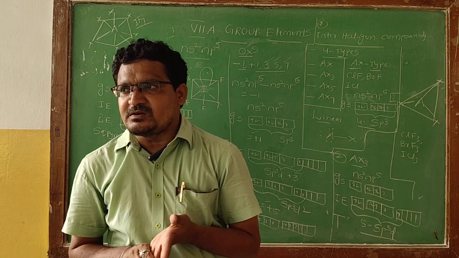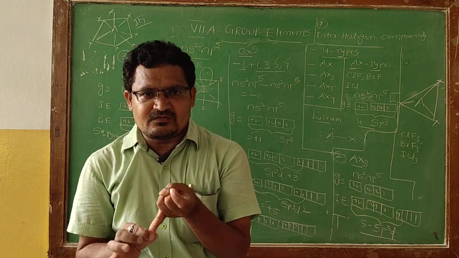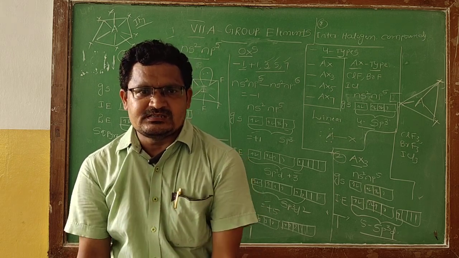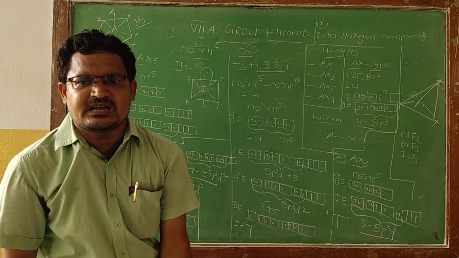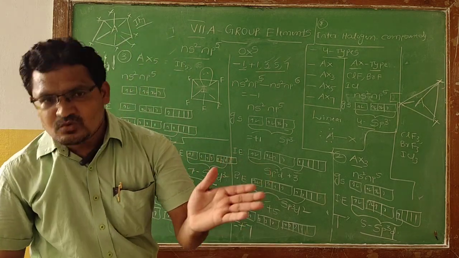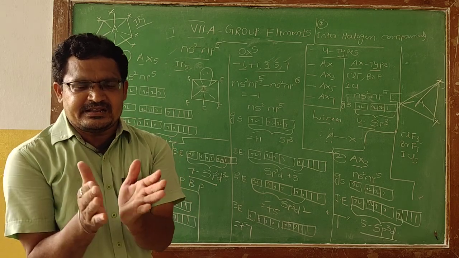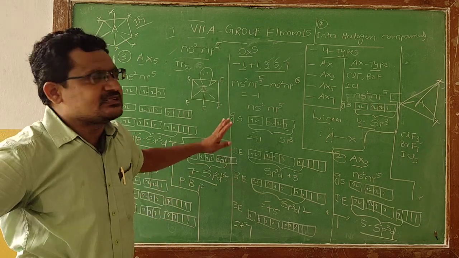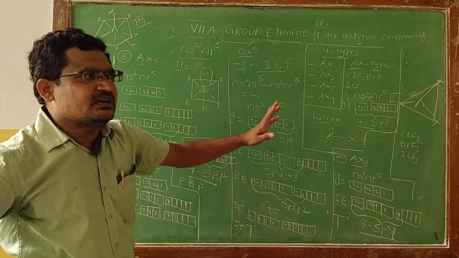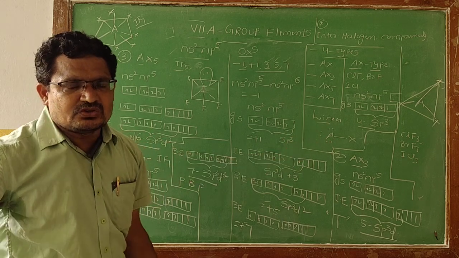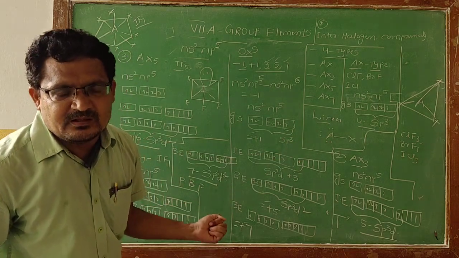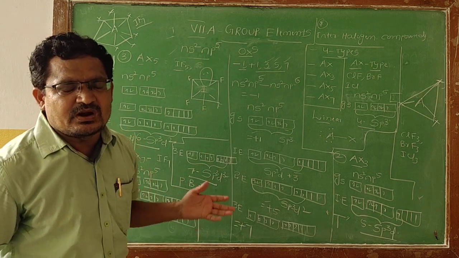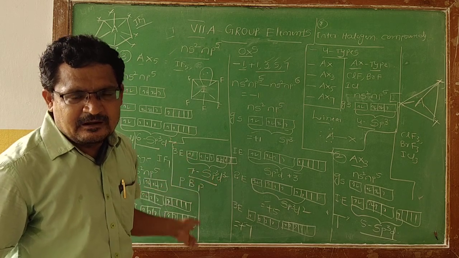Today a maximum of 3 topics will be discussed: first, electronic configuration; second, oxidation state; third, inter-halogen compounds. Electronic configuration: the 7th group element electronic configuration is ns2 np5, outermost 2 plus 5 equals 7. That's why it is the 17th group element in IUPAC. This element is also called the salt-forming, seawater element. These are also called the halogen family. The elements are fluorine, chlorine, bromine, iodine, astatine. The electronic configuration was already discussed.